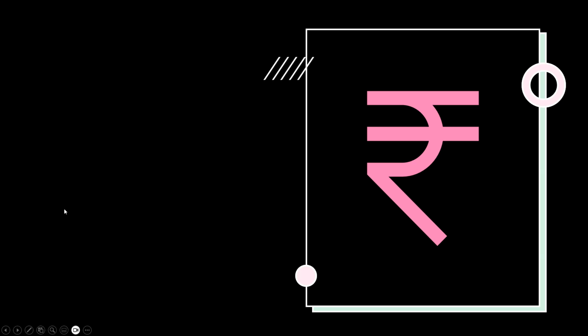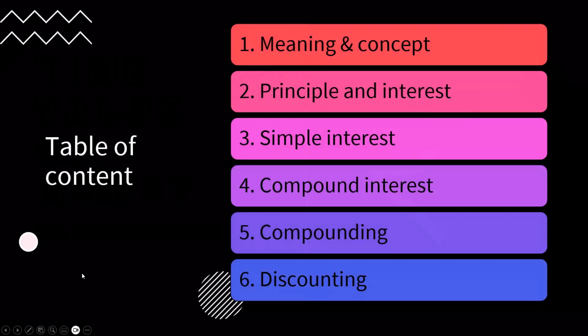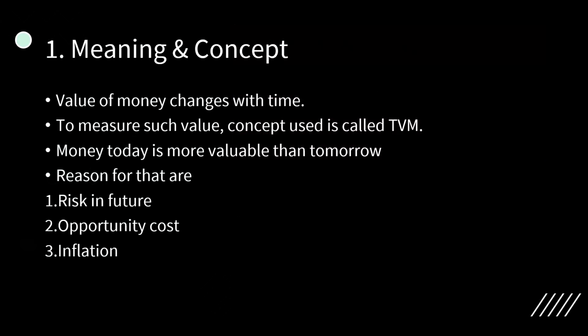And today we are going to learn about time value of money. In the time value of money, we are going to decode its meaning and concept, principal, and interest. What does simple interest and what does compound interest mean? What is the difference between simple interest and compound interest? And the phenomenon of compounding and discounting. So let's proceed. Now, what is time value of money?